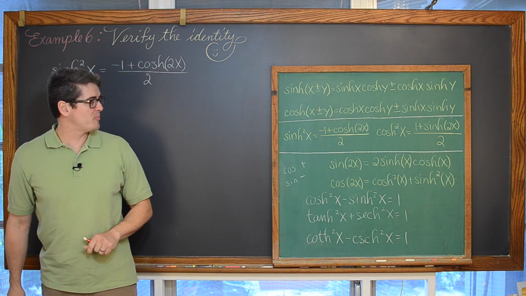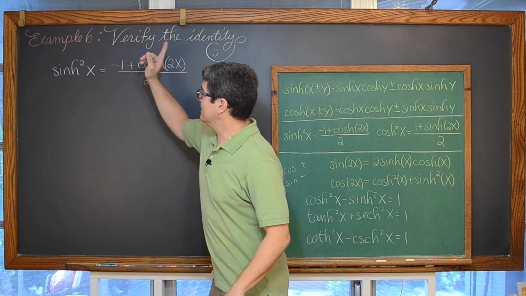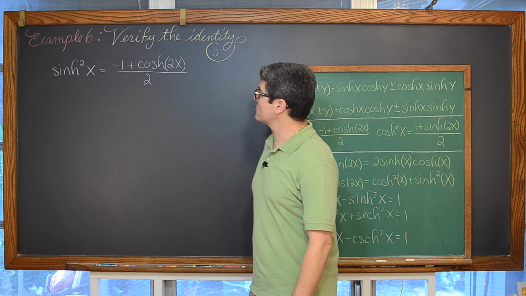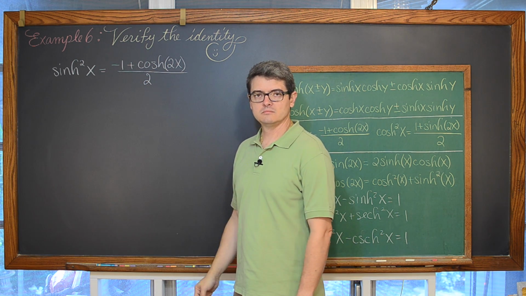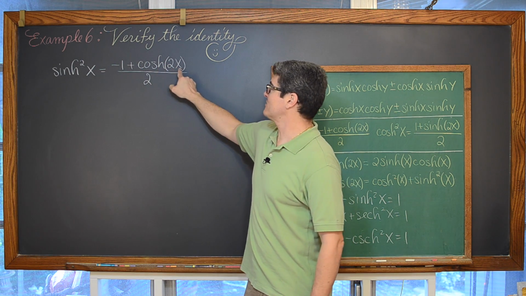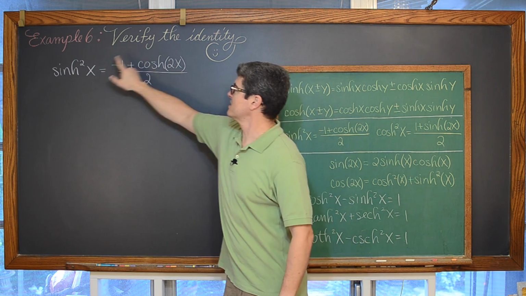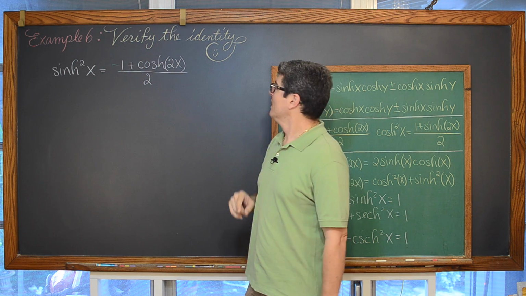And for our last example, we're going to prove this half-angle identity right here, that the hyperbolic sine of x squared is equal to negative 1 plus hyperbolic cosine of 2x, over 2. See, that angle is twice as big as that angle, or that angle is really half as big as that one.